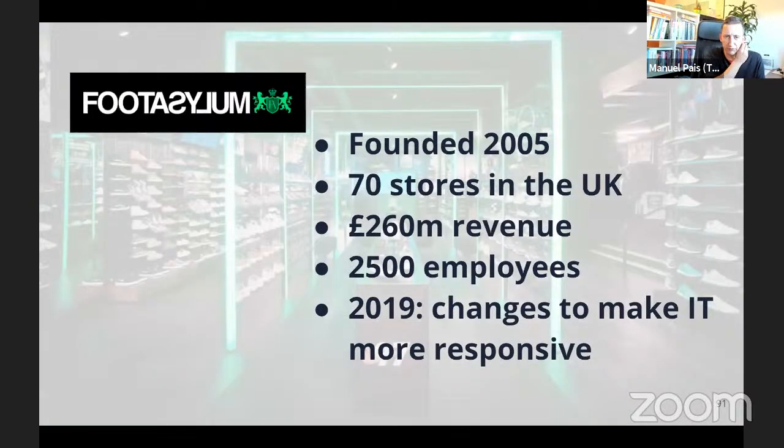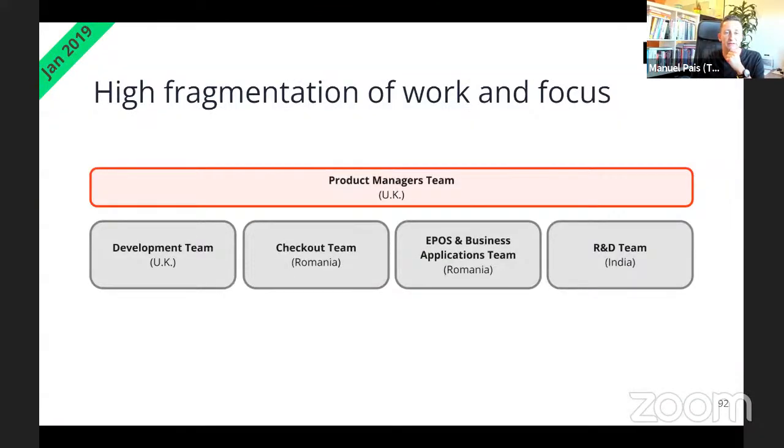So for people in the UK, which I believe is most of the people here, you're probably familiar with them. It's a reasonably sized organization, 2,500 employees, more or less. And they've been around for quite a long time, more than 15 years. And one of the things they realized in 2019, just before the book came out, was that they had very fragmented work and teams and focus.